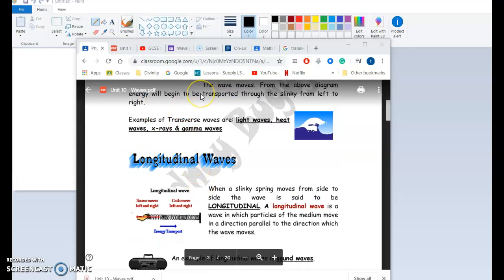An example of transverse waves would be light waves, heat waves, X-rays, and gamma waves. You don't need to know what these are for now.